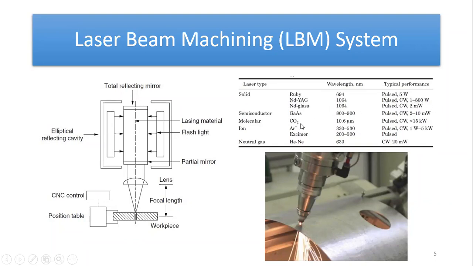The one that we use in our lab is CO2. It can produce pulse or continuous laser. This is the wavelength that is produced with various materials, and this is very important because depending on the wavelength, it can cut certain materials and cannot cut certain materials. We're going to go through that later.